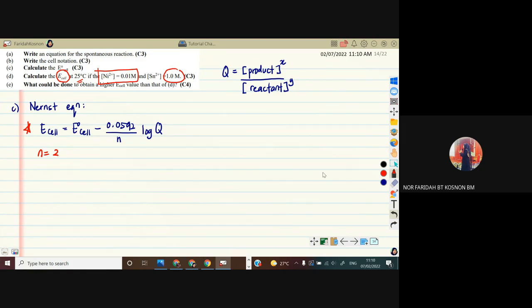Okay, so now untuk menulis log Q ini kan, we have to refer to the balanced chemical equation. So saya tuliskan semula dia punya balance equation di sini. Okay, untuk soalan ni tadi kita ada apa? Nickel solid reacts with tin ion aqueous, produces nickel ion aqueous plus tin solid. Okay. So untuk next equation ni kita kena refer juga half equation and then the overall equation.